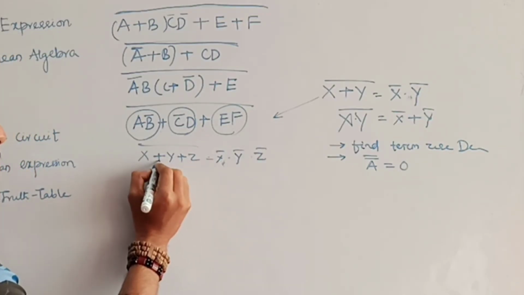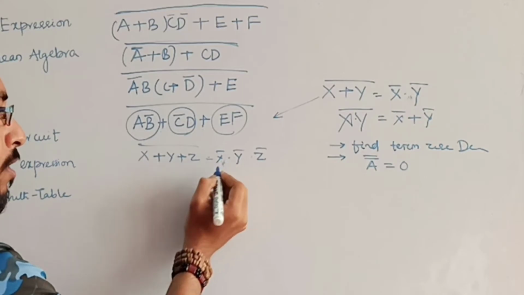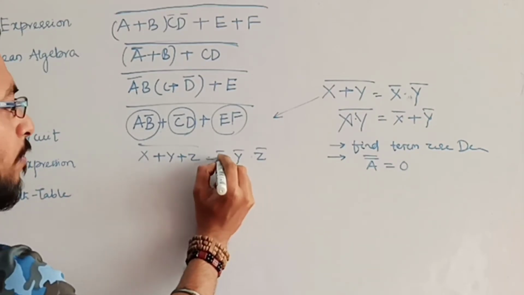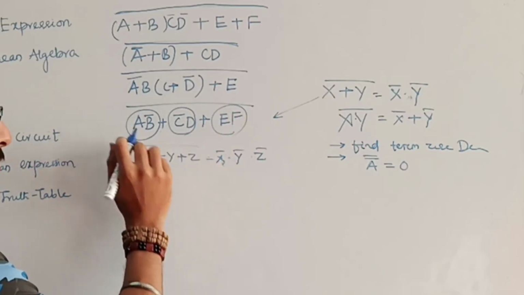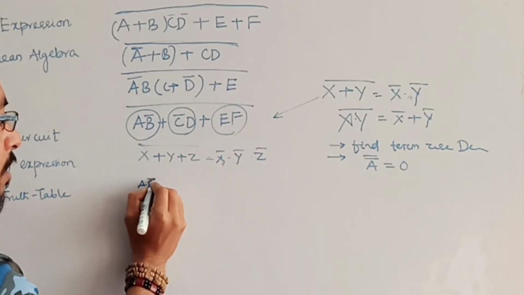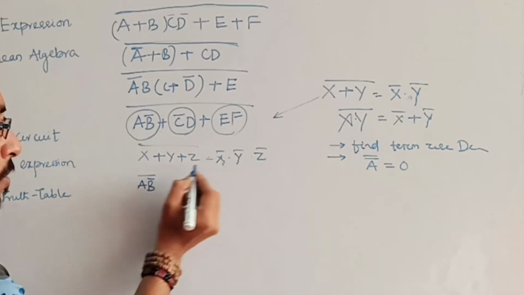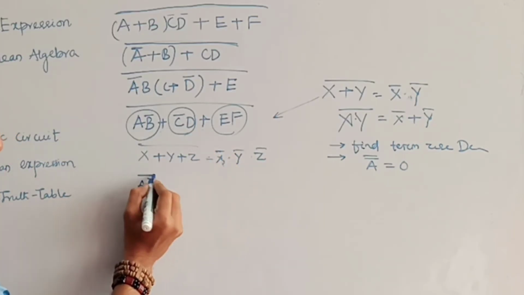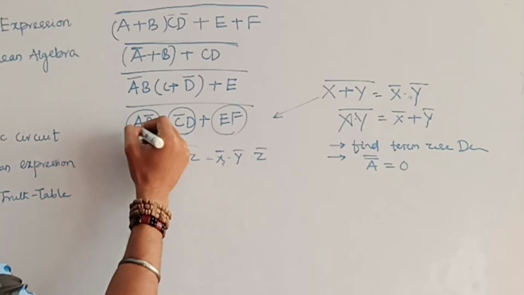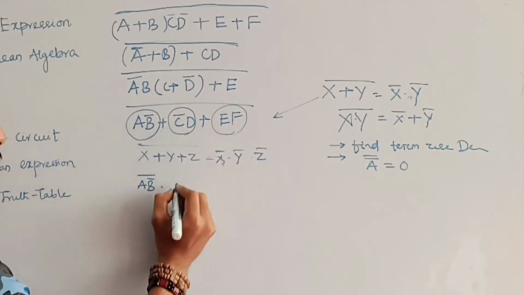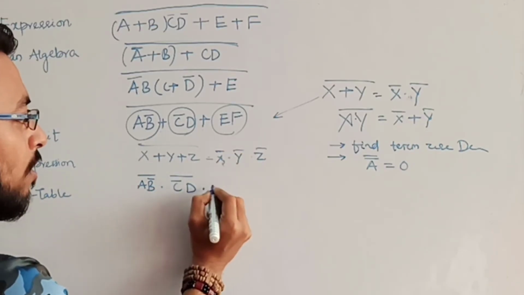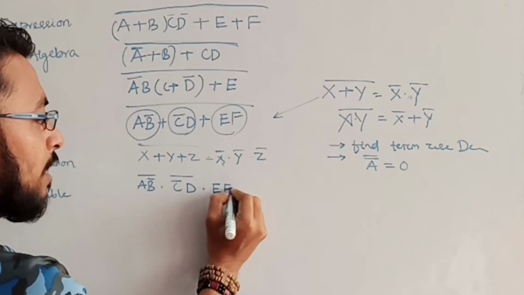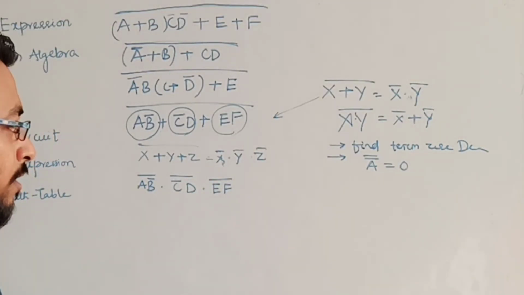When plus is there, I have to convert my plus into dot. Now it is in the same format, x plus y plus z whole bar, so I have to write in this format. So what is x? x is a plus b bar, and this whole bar is for this. Then dot. In place of y, c bar d is there, then I have to take another bar. Then dot. In place of z, e f is there. Then I have to take another bar. Okay, it is the first step.